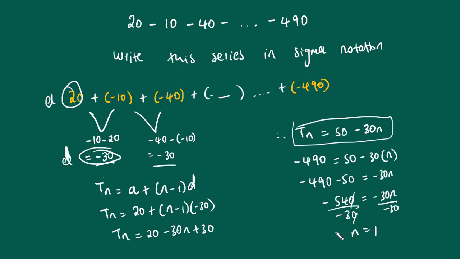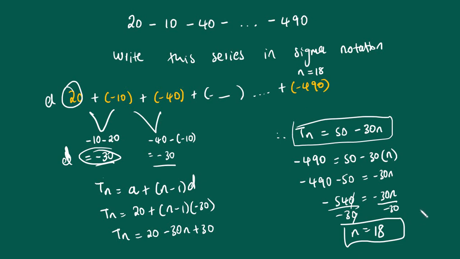6, 12 is what? 3, 6, 9, 12, 15, 18, 20, 24. It's 8, right? Yeah, it's 8. So our n is going to be 8. So the position of negative 490 is what? It is 18. So that means this is in the 18th position.